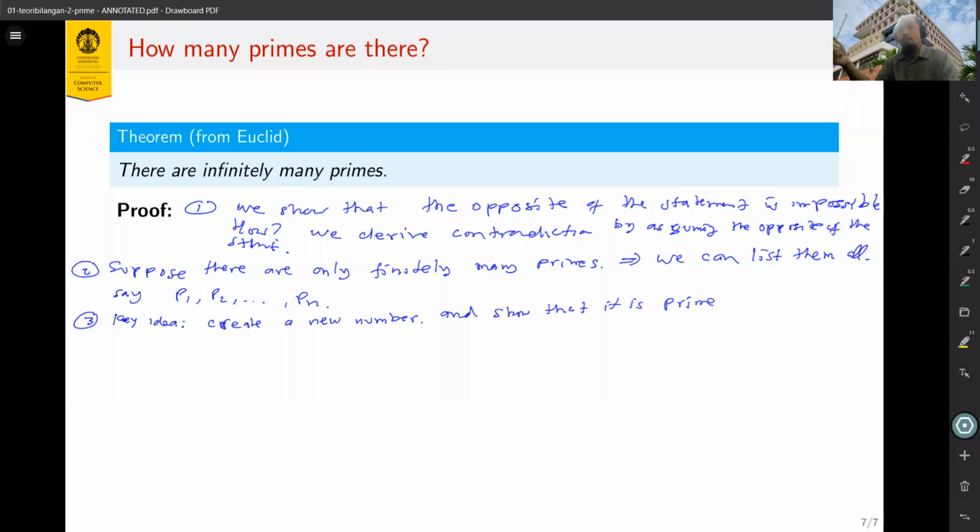Why? Because if we can do that, that means we contradict our assumption, right? Our assumption says there are only finitely many primes and we can list them all. And by showing that we have a new number and that new number is prime, then essentially it's the same as showing that our list is not complete. We did not actually list them all. So that's where the contradiction is. So that's the key idea.